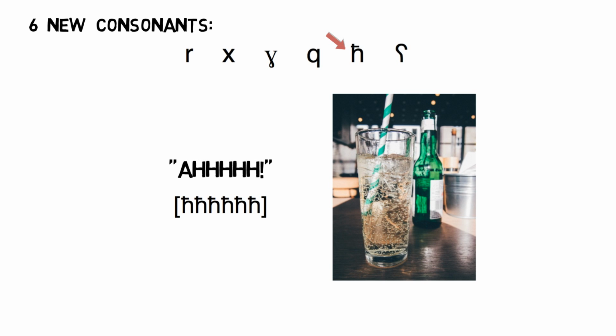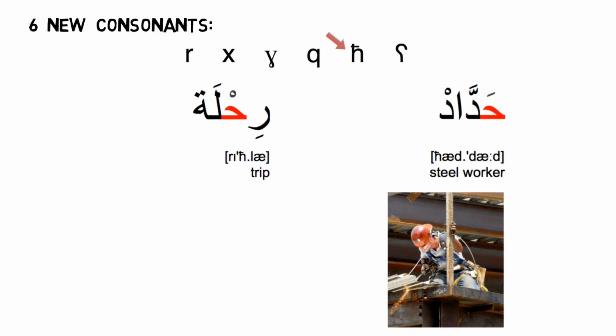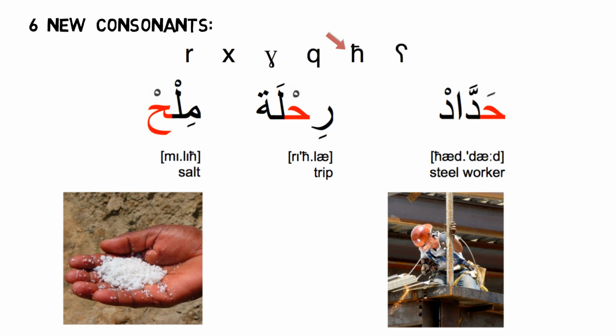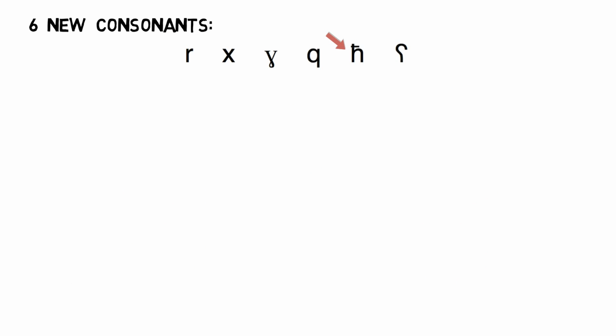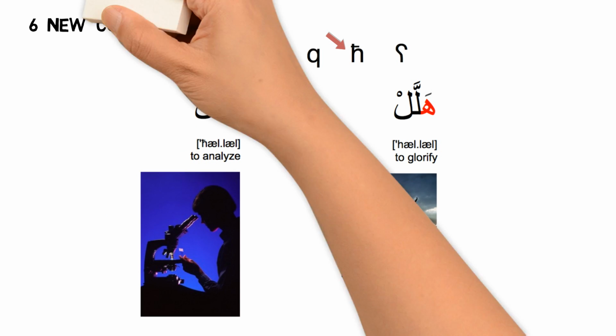So, surprise, this isn't actually a new consonant at all. It's one you've never used in the context of a word, but it's something you've actually done a lot. You'll find it in words like حداد, رحلة, and ملح. And if you want to compare it to the more familiar sounding ه, you can compare هلل and حلل.